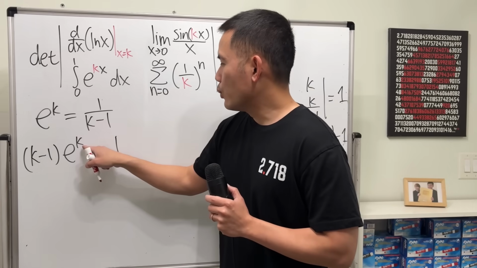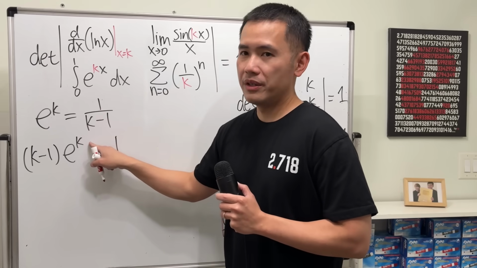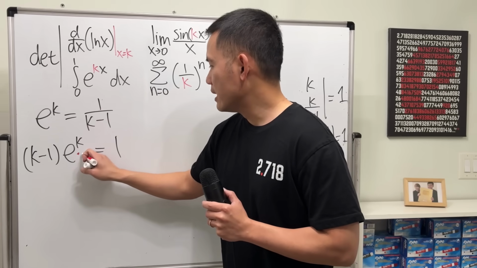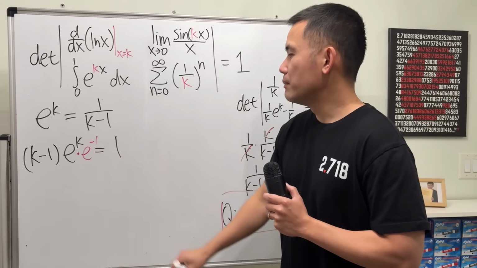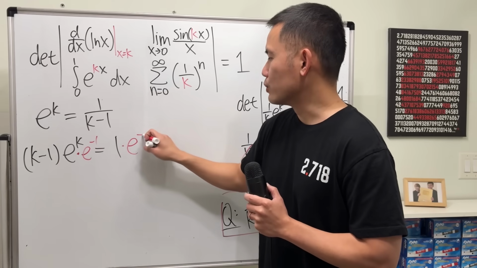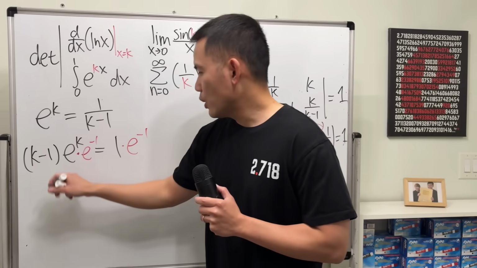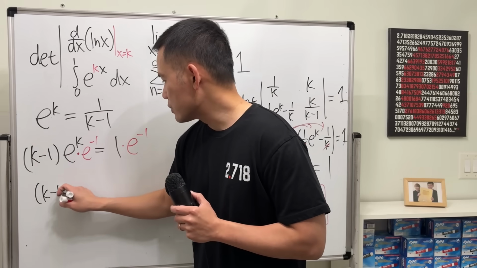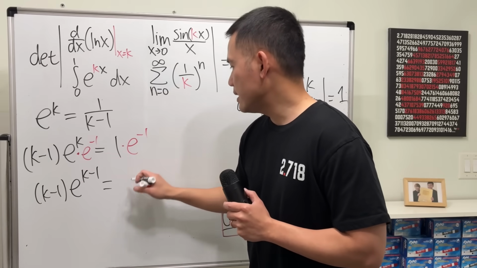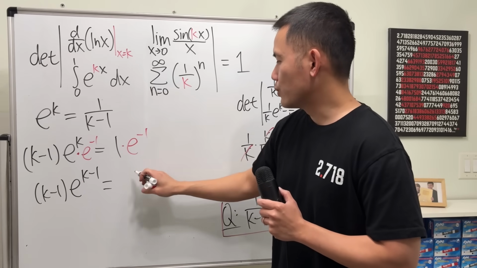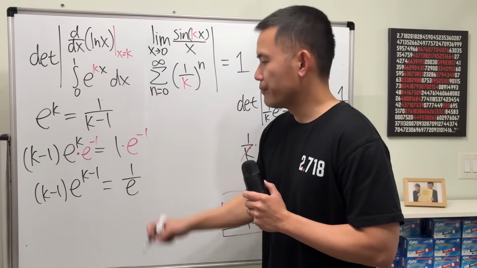Well, in order to produce a minus 1 right here, we can just multiply by e to the negative 1 power because we will add the exponents. But of course, we have to do that on both sides. So the left hand side we get k minus 1 times e to the k minus 1, and that's equal to this, which I will write as 1 over e.